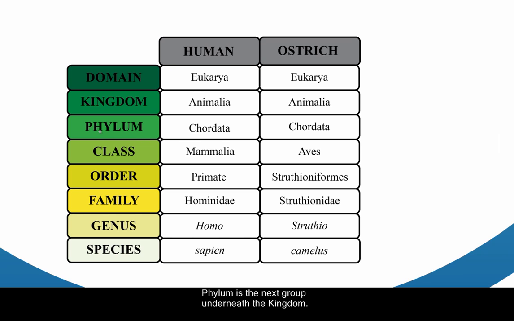Phylum is the next group underneath the kingdom, and there's about 37 to 39 phyla, depending on who classifies it, within the kingdom Animalia, and both of us qualify as chordates, which means we both have backbones. Then within the Chordata, there are a number of classes, and this includes the mammals and the birds. And this is where we split up. So we are the chordates that have fur and produce milk. That makes us the class Mammalia. And ostriches lay eggs that can survive on land and have feathers. And that makes them the class Aves.